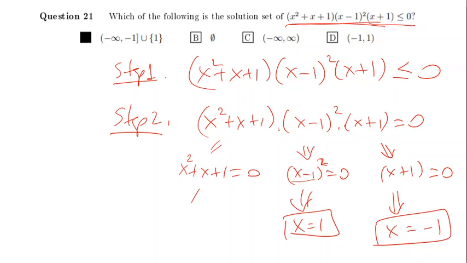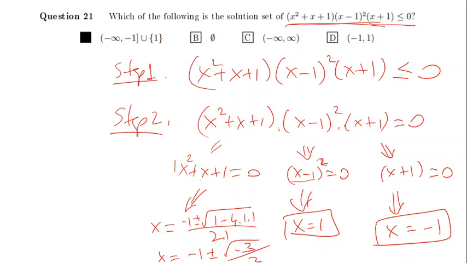And when you try to solve this one, let's use the quadratic formula. It will be -1 plus or minus the square root of b squared, 1 squared, 1, and then -4ac, where a is 1 and c is 1, so 1 times 1. We end up with 2 times 1, plus or minus the square root of -3, divided by 2.